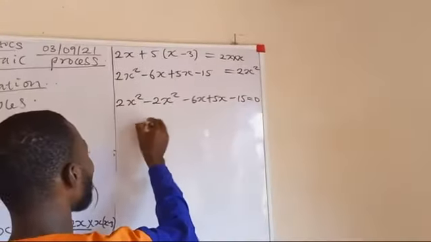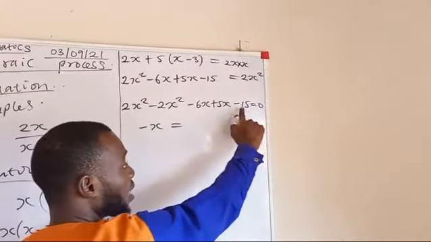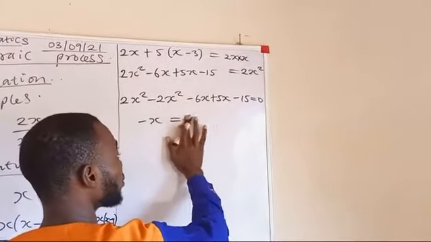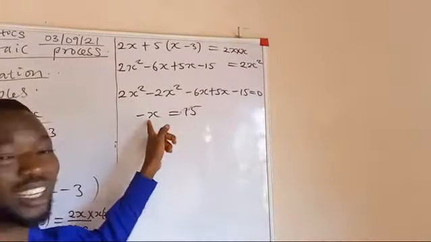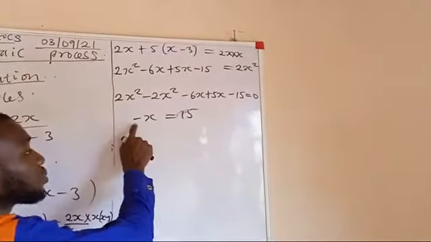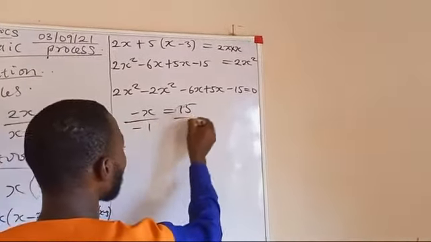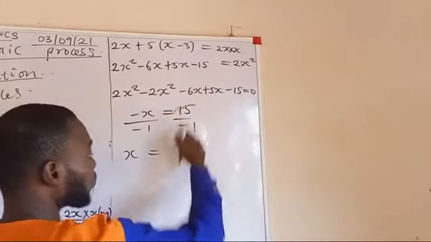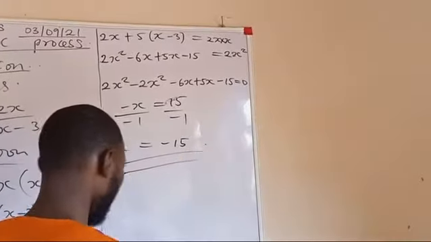So this will now be minus x is equal to, this 15 has to cross over to the right-hand side and it is minus here. Once it crosses, you change to plus. We now have a minus x, we have plus 15. We are looking for the value of x, not minus x. What are we going to do? We divide both sides by the coefficient of x. The coefficient of x here is minus 1. So we divide by minus 1, we divide by minus 1. So that minus and minus will cancel. We now have that x is equal to 15 divided by minus 1, which will give us minus 15. That's the value of x.